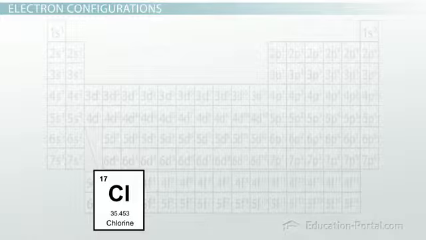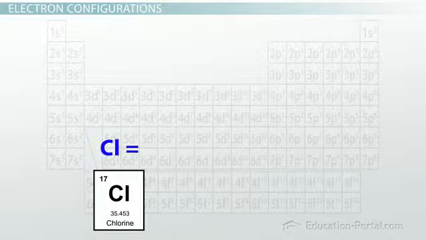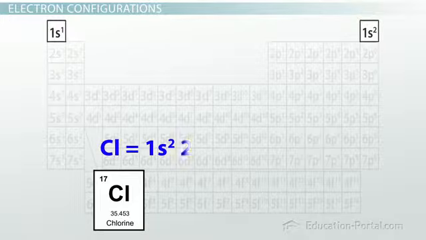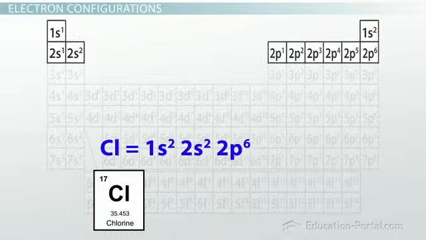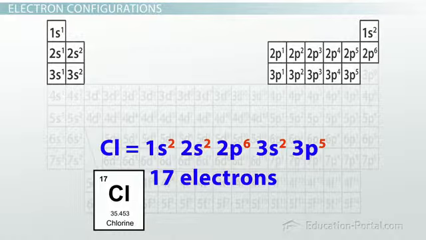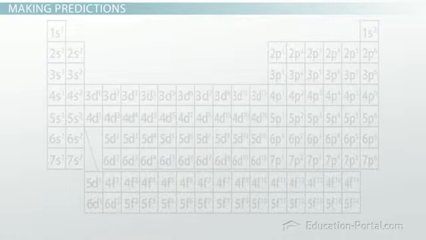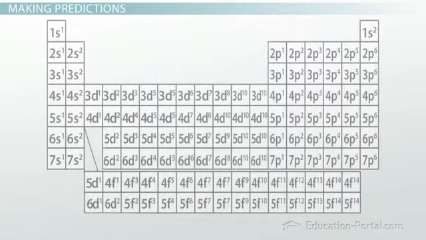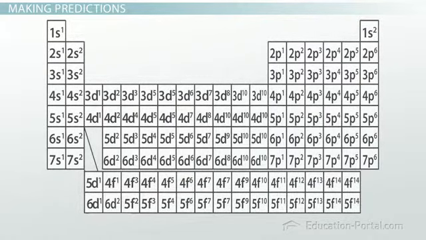You should have gotten this: 1s2, which represents the 2 1s electrons, 2s2, which are the 2 2s electrons, 2p6, which are the 6 2p electrons, 3s2, which are the 2 3s electrons, and 3p5, which are the 5 3p electrons. How many total electrons is that? A total of 17, which is the same as the number of protons. As I mentioned before, we are going to go into more detail on these letters and numbers and what they mean in a later lesson.